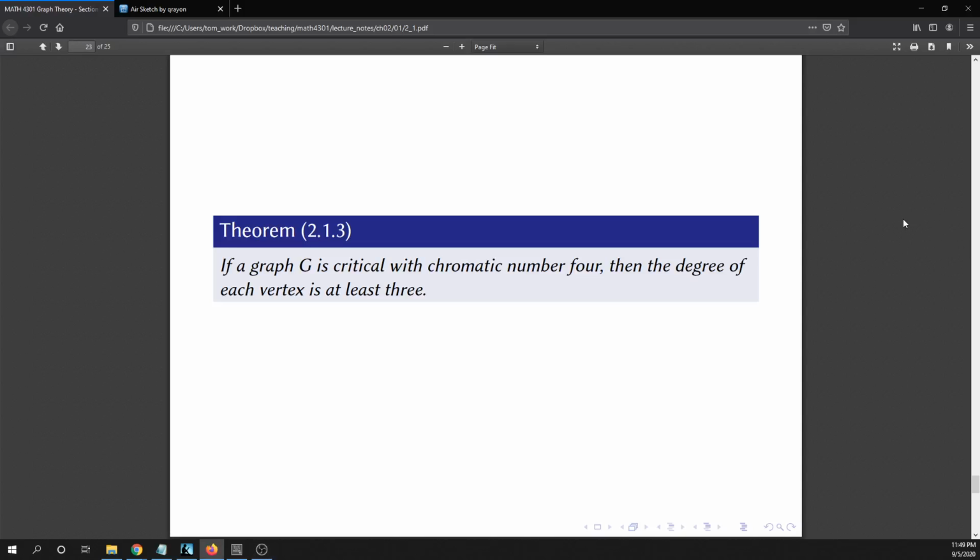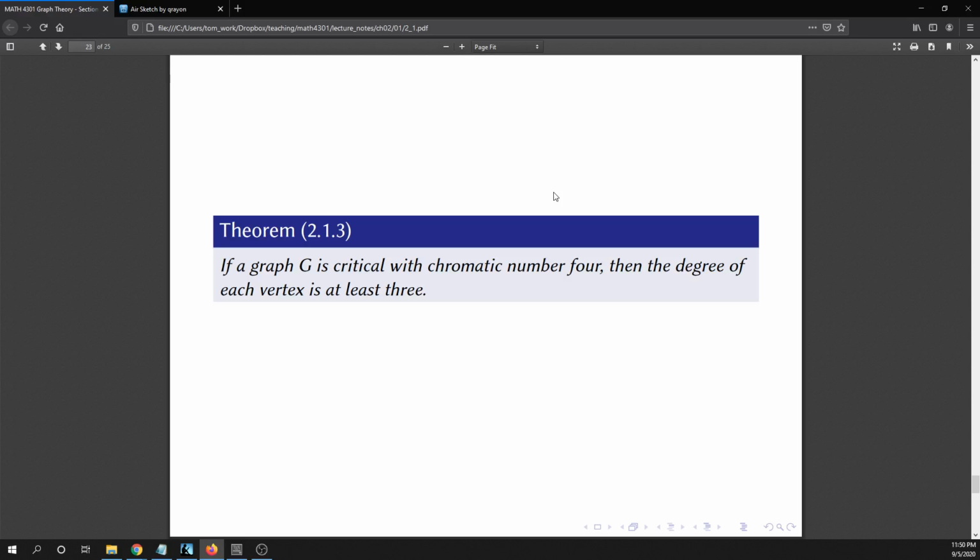All right, next up we are going to take a look at the proof of Theorem 2.1.3 and a couple of other related theorems. Theorem 2.1.3 says that if a graph G is critical with chromatic number 4, then the degree of each vertex is at least 3.